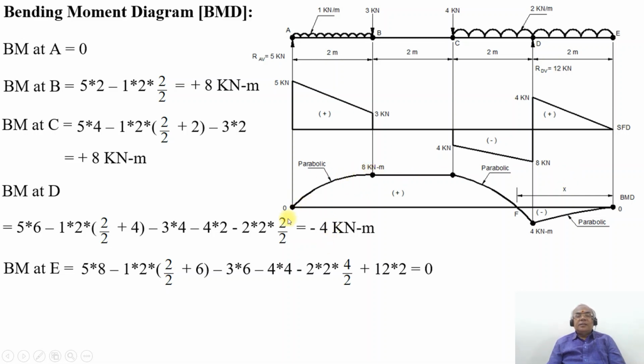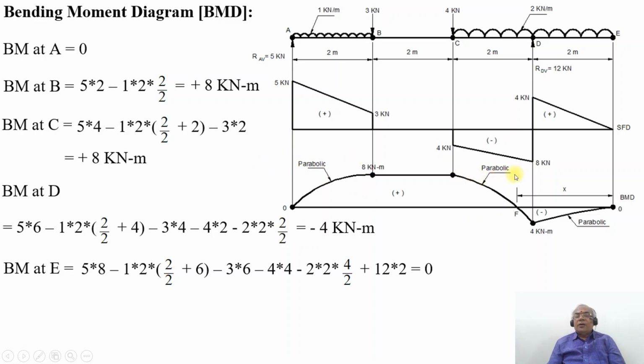Bending moment from A to B, as you have a UDL, is a parabolic curve. Between B and C, it is plus 8 and plus 8, so it remains constant. Between C and D, plus 8 comes down to minus 4. That means the bending moment is changing its sign from positive to negative, and since it is a UDL, you have a parabolic curve. Then from minus 4 kilonewton meter, it becomes 0 again from D to E. Since from D to E you also have a UDL, you get a parabolic curve.